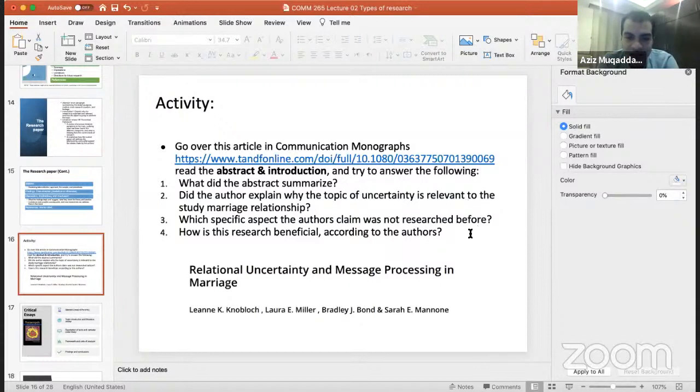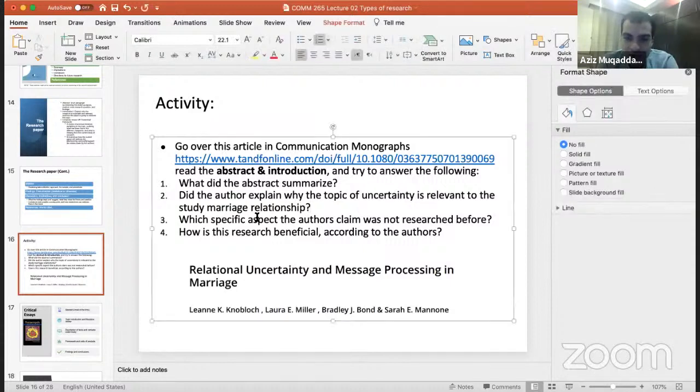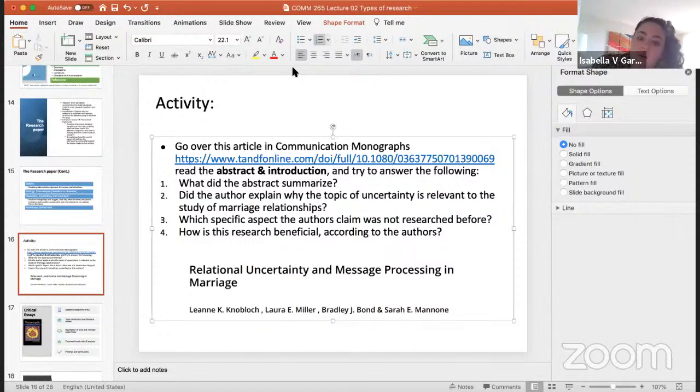Did the author explain why the topic of uncertainty is relevant to the study of marriage relationships? Yes, Isabella. Yeah, I think they explained it well in the introduction. They briefly discussed uncertainty reduction. Isabella, can I hear you? Could you get closer to your mic? Yeah, it's now much clearer.